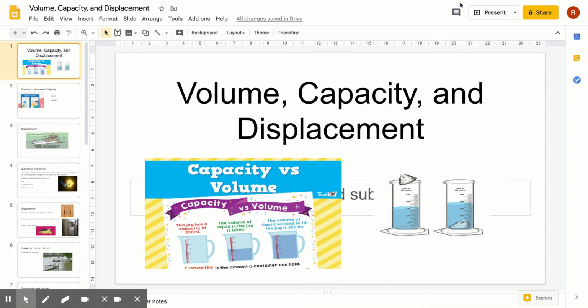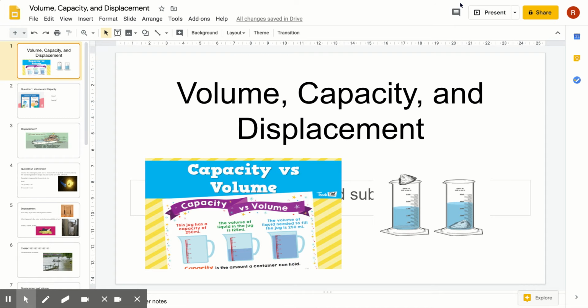Okay, so first and foremost, there's a picture on the left-hand side of the screen, and this is capacity and volume. The first jug of water has a capacity of 250 mils. That means that actual container can hold 250 mils. That is its capacity. Now, the picture in the middle shows volume, and it shows that the volume of liquid in that container is 125 mils. So volume is a little bit different than capacity. Volume and capacity can be the same, but in this case, it is not.